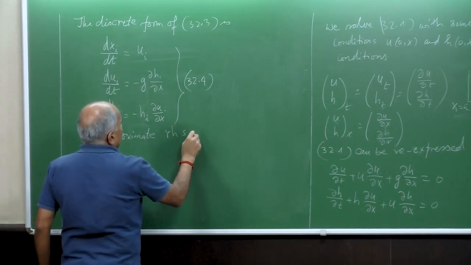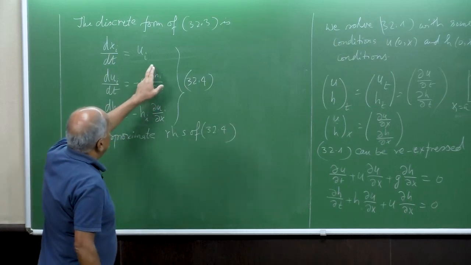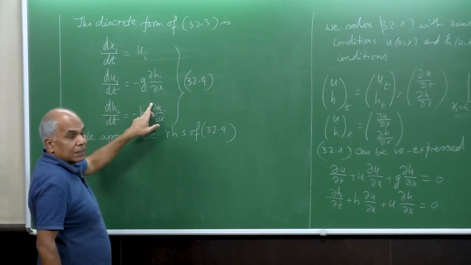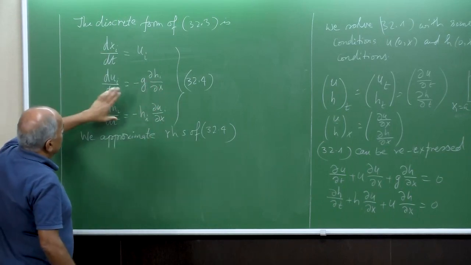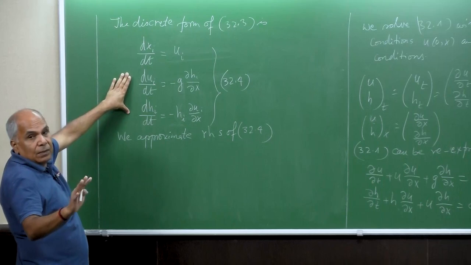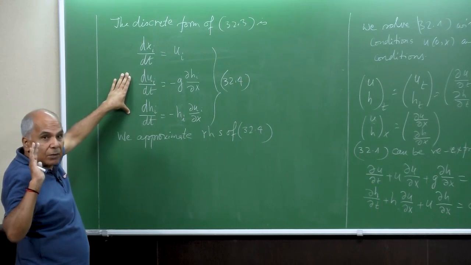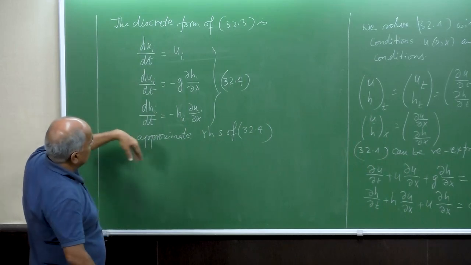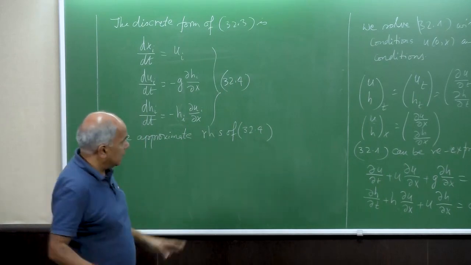So if we approximate the right hand side of 32.4, that means we approximate the derivative of h with respect to x, and the derivative of u with respect to x. Then once we know that, we have the system of ODE with the known right hand side. Then we solve the system of ODE same as before. Either we solve with the explicit Euler scheme or Runge-Kutta second order, it is up to you. And then we do the time iteration, then we stop after we finish the end of the time.